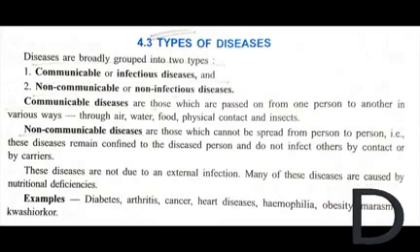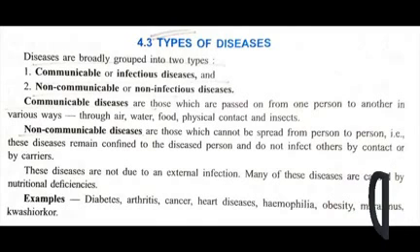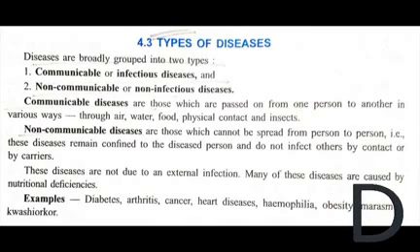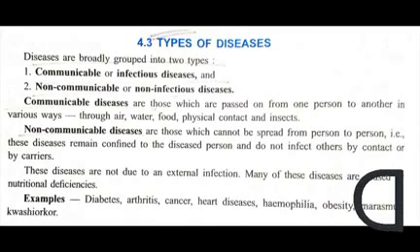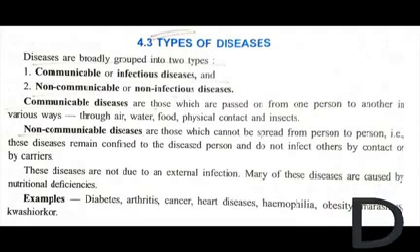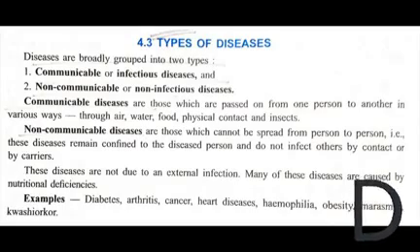For communicable disease, examples we can give are typhoid, malaria, influenza, whooping cough, diphtheria, cholera, so many, and very recently COVID-19 is a highly communicable disease. Whereas non-communicable diseases, examples we can say are hemophilia, obesity, marasmus, kwashiorkor, diabetes, arthritis, cancer, etc. These diseases like diabetes, arthritis, cancer, heart disease, hemophilia do not spread from one person to another. It remains confined. So this is about non-communicable disease.